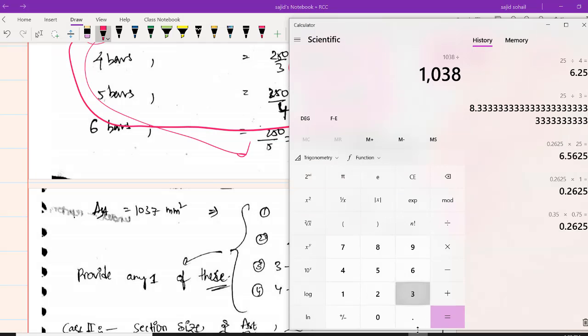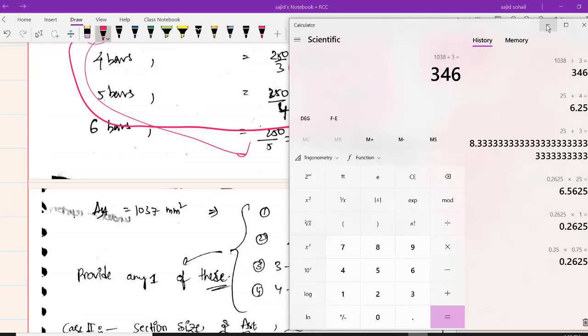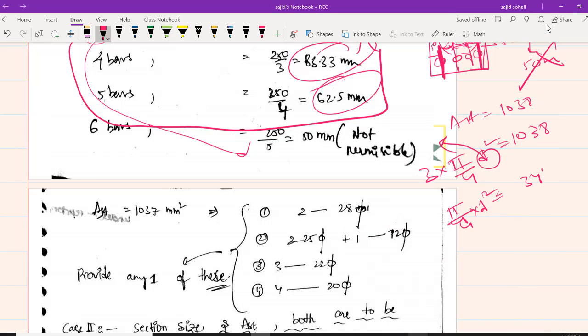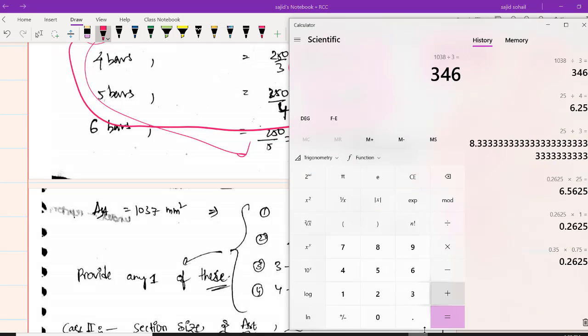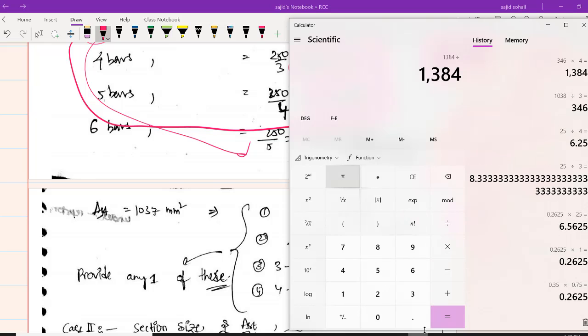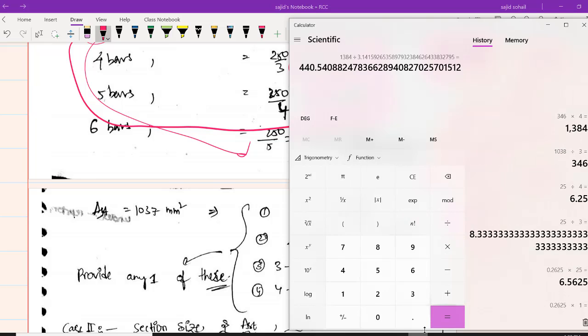1038 divided by 3 कितना आ गया आपको? 346, right? So 346 should be the area of each bar. Pi by 4 d square should be 346. So d square कितना हो जाएगा? 346 into 4 divided by your pi value, which is 440, right? So d square is 440. इसका square root कितना है?